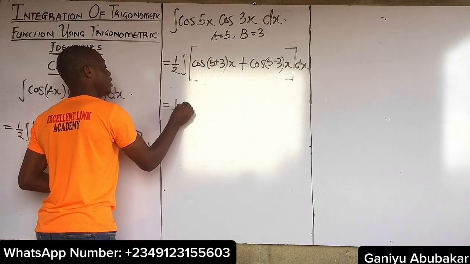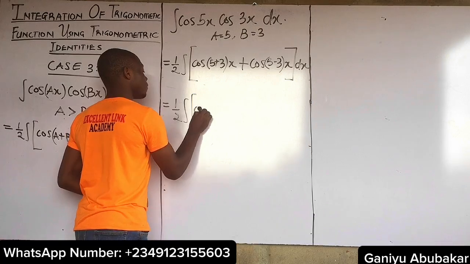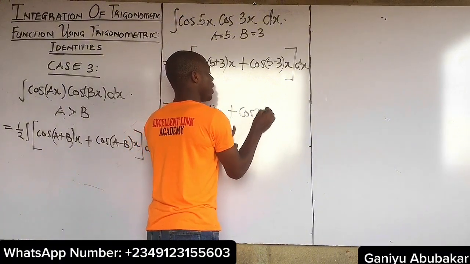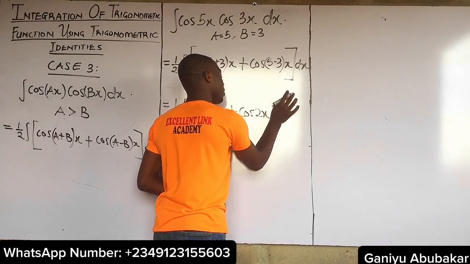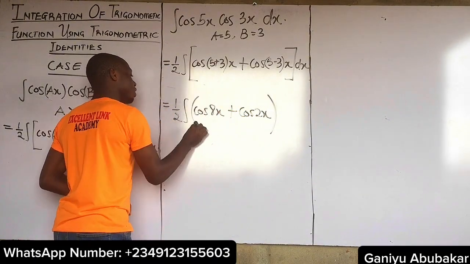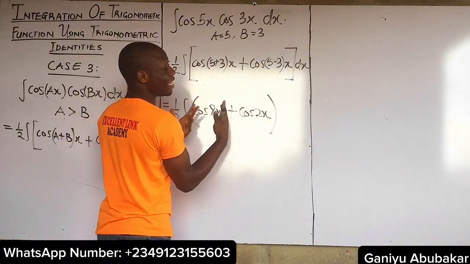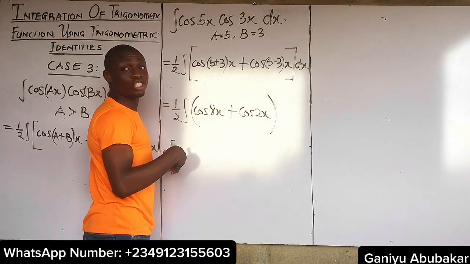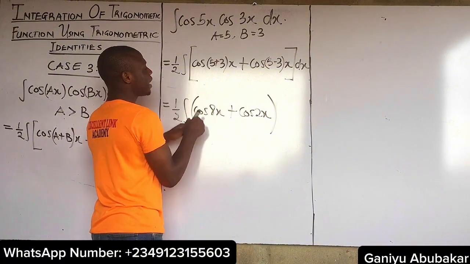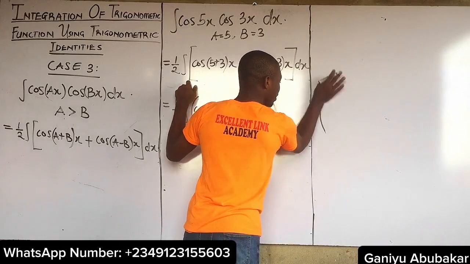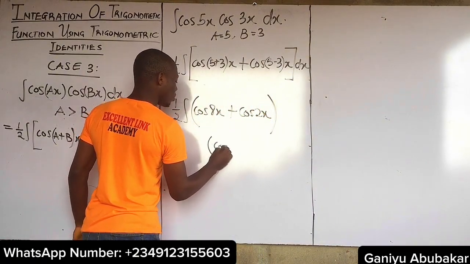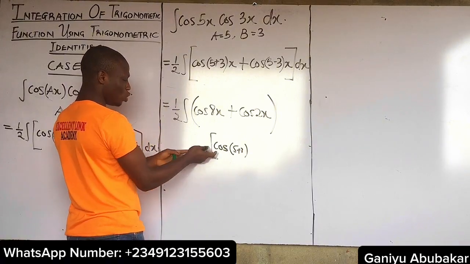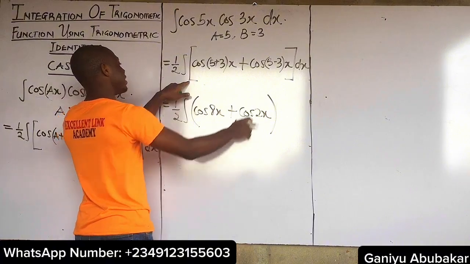At this point I have half the integral of [cos 8x plus cos 2x], where 5 minus 3 is 2x. I use square brackets because I'm having a round bracket inside; otherwise it looks somehow confusing. So I purposely use square brackets here, then round brackets inside, so it makes clear what you are doing.